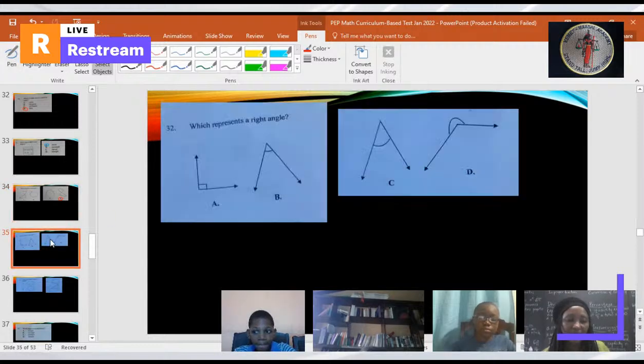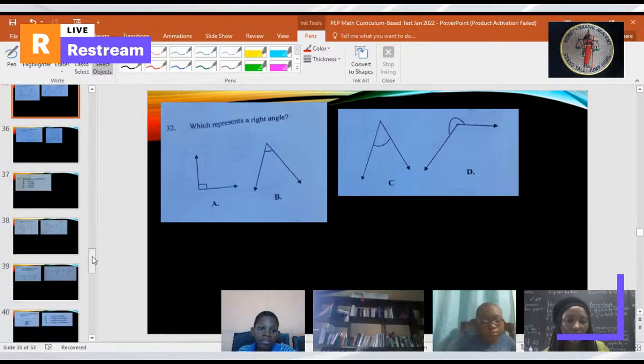Okay, Rodriguez, number 32. Number 32. Which represents a right angle? Number 32. Which represents a right angle?